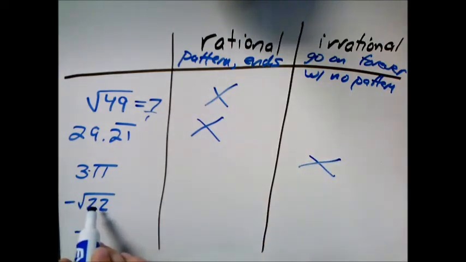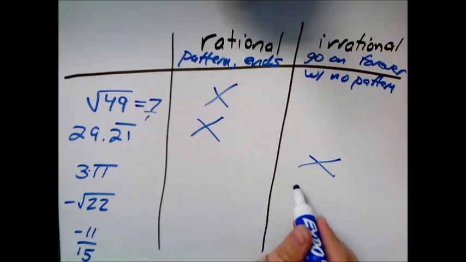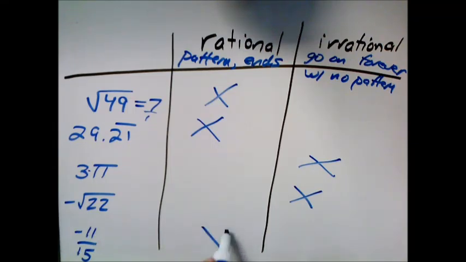Negative square root of 22. When the negative's on the outside, I can't take the square root of negative numbers, or at least not when we're talking about real numbers. Square root of 22 doesn't work out nicely, so that's irrational also. This one's already written as a fraction, so I don't have to wonder. And so there we had 3 rational numbers and 2 irrational. But irrational numbers go on forever and they have no pattern.